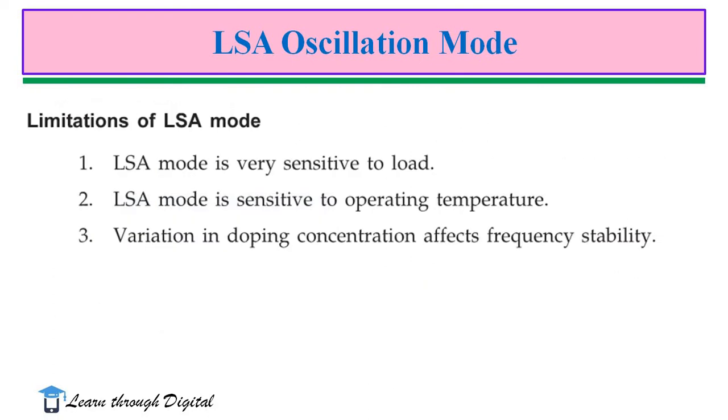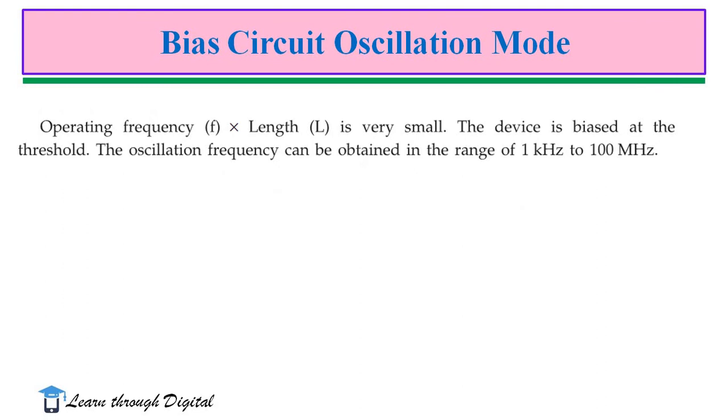There are some limitations in LSA mode. LSA mode is very sensitive to load. LSA mode is sensitive to operating temperature. Variation in doping concentration affects frequency stability. These are some of the limitations of LSA mode. Another mode is bias circuit oscillation mode. This mode occurs only with either Gunn or LSA oscillation, and it is usually in the region where the product of frequency times length is too small to appear in the figure.